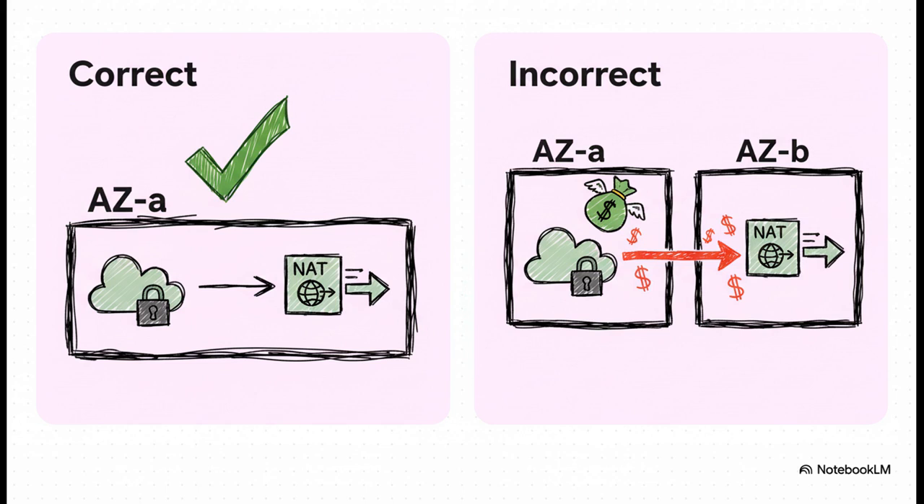But on the right, you see traffic from AZ A crossing over to use a NAT gateway in AZ B. AWS charges for that cross-AZ data transfer, and believe me, at scale, this can add thousands of dollars to your bill that you never saw coming. The golden rule is simple: 1 NAT gateway per availability zone.